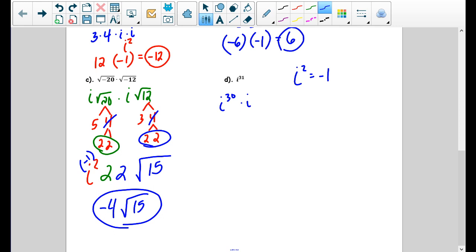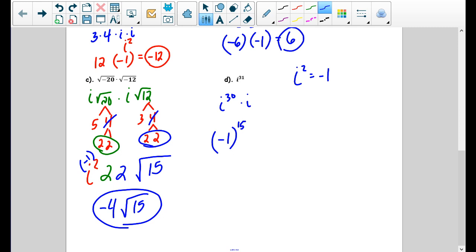Now, how many squares can I get out of here? So I have this 30, right? How many squares can I take from 30? I need 2, right? How many pairs of 2 can I take from 30? 15. Okay, we're just dividing it by 2. So a pair every 2 is 15. So really what I have is negative 1 to the 15th power, right?